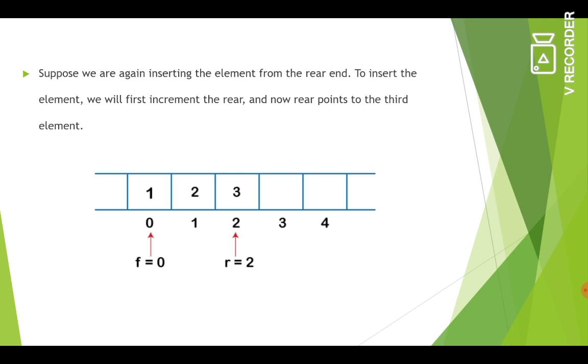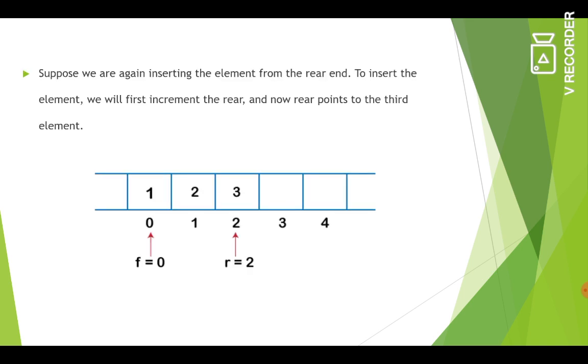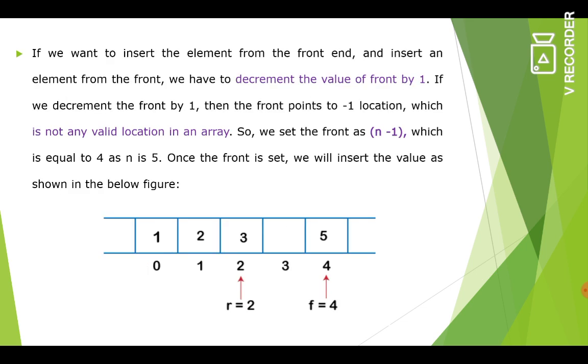Again we are inserting one more element from the rear end. So what is the step? You have to increment the rear pointer. So rear equal to 1 in the previous step, but now it is rear equal to 2. After incrementing the rear pointer, you can insert the third element into the DQ, but front always points to the first element.